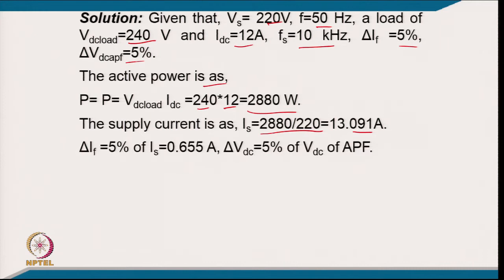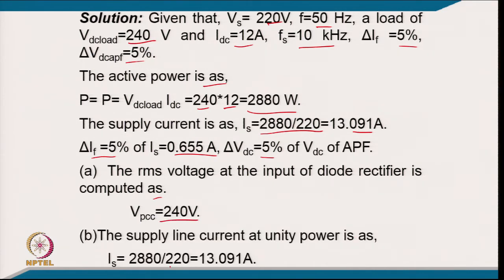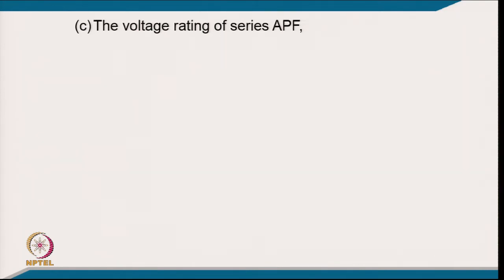So, it is 13.091 ampere, and if we take the filter ripple current, because supply current and filter current are there, 5% of this current will be 0.655 ampere, and the DC link voltage variation is 5% of VDC of the active power filter. So, the supply RMS voltage at the input of the diode rectifier, which is like a square wave, will be the same as the DC voltage at the output, that is 240 volt. Now the supply line current at unity power factor will be power divided by 220, the same 13.091 ampere.